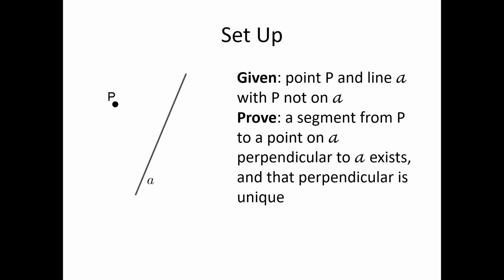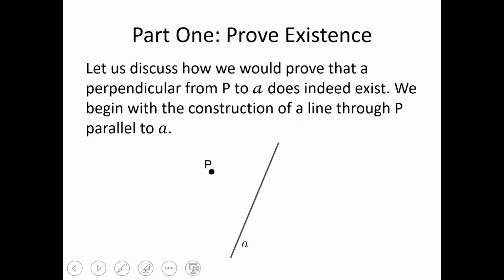Okay, so here's the setup. We've got a line A, and a point P not on that line, and we wish to prove that a segment from P to A exists that is perpendicular to A. That is, we can draw such a segment, and we need to know that it is unique. That is, there is only one point to which we could go on A so that we get the perpendicular from P to A. So this is a two-part proof. We must prove existence, and then we must prove uniqueness. So the first question is, how is it that we prove existence? There are various ways that this could be done, and I'm about to show you a way that's not Euclid's way. But I think it is fairly straightforward.